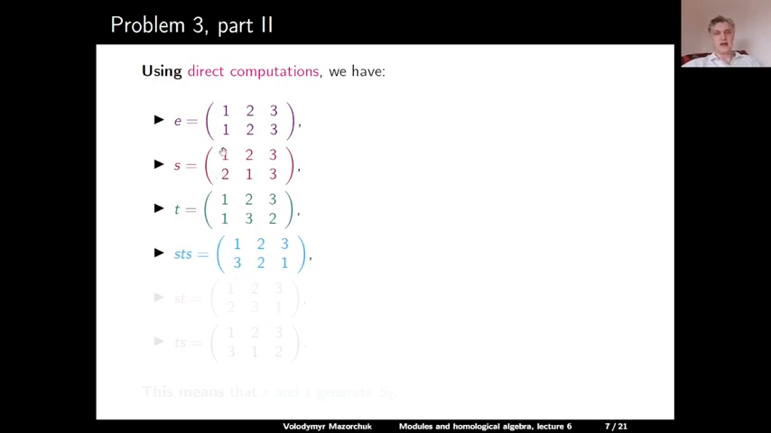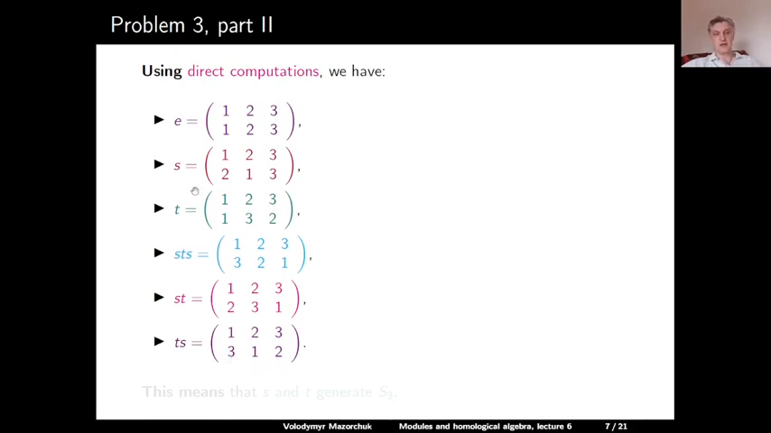So let's check. If we do S, we go from 1 to 2, then T goes from 2 to 3, and then S goes from 3 to 3. So 1 goes to 3. Similarly, 2 goes to 1, to 1, to 2. So 2 goes to 2, and then 3 can only go to 1. So this element is equal to STS. Next, the permutation 2, 3, 1 is equal to ST. Indeed, if we do T, 1 goes to 1, and S sends 1 to 2, so 1 goes to 2. 2 goes to 3, 3 to 3, so 2 goes to 3, and then 3 can go only to 1. And similarly, TS is the permutation 3, 1, 2.